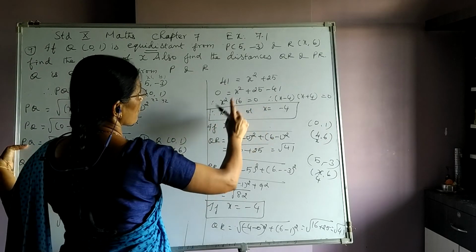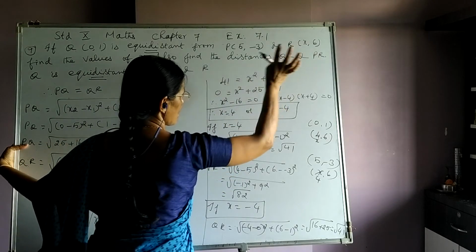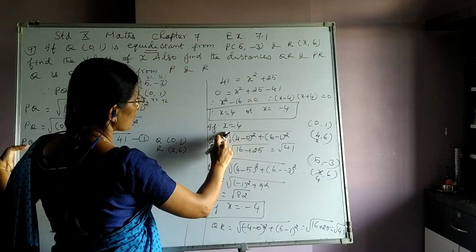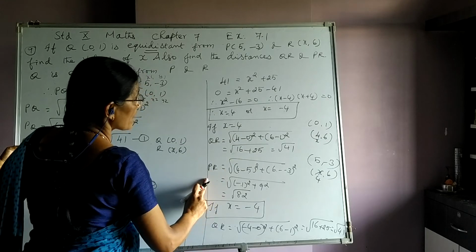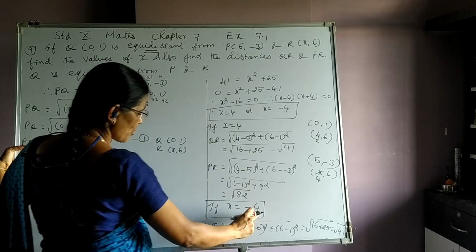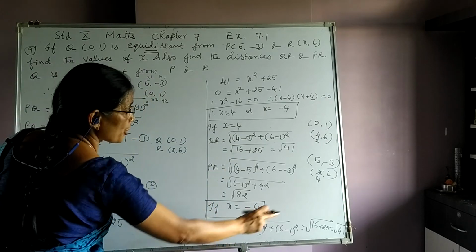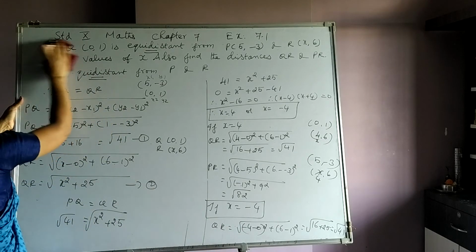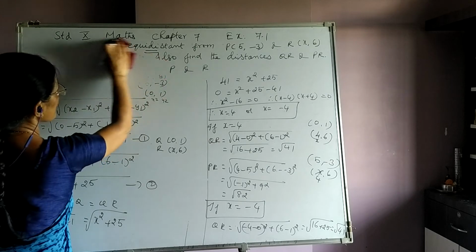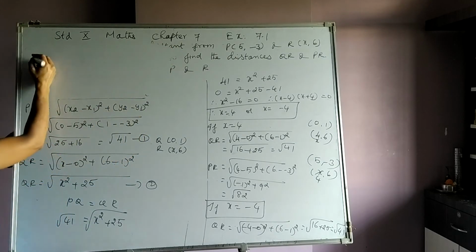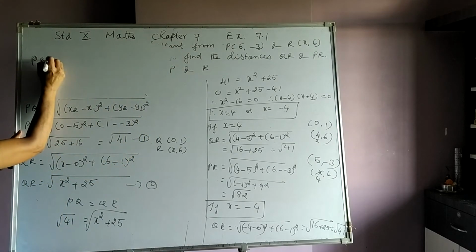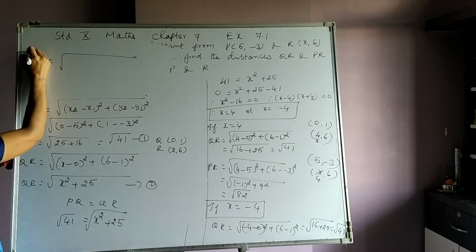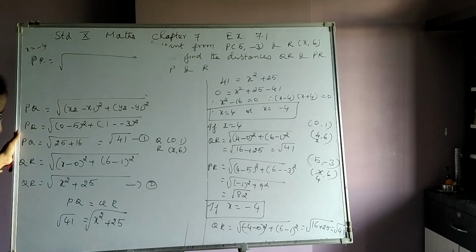For each value of x, QR should be found and PR should be found. We took x equal to 4, we got QR and PR. We got x equal to minus 4. We have found QR is equal to root 41. So, what is left over now? PR is left over for x is equal to minus 4.